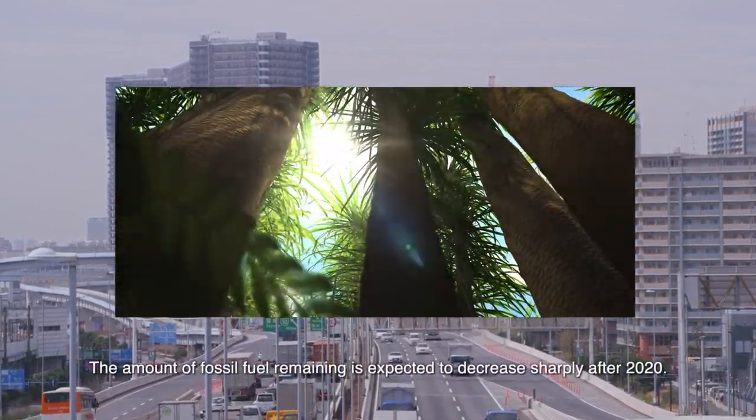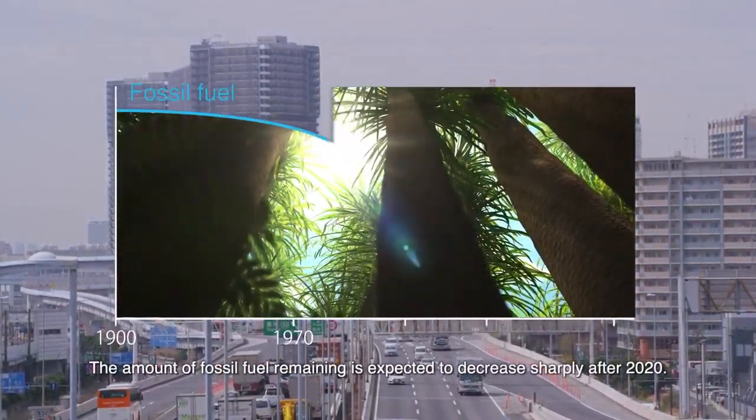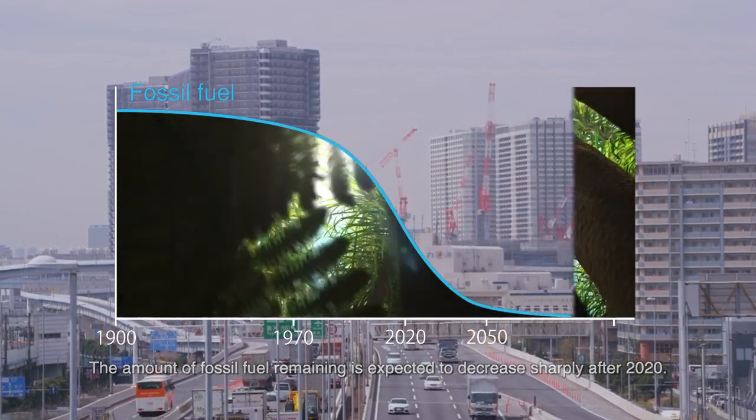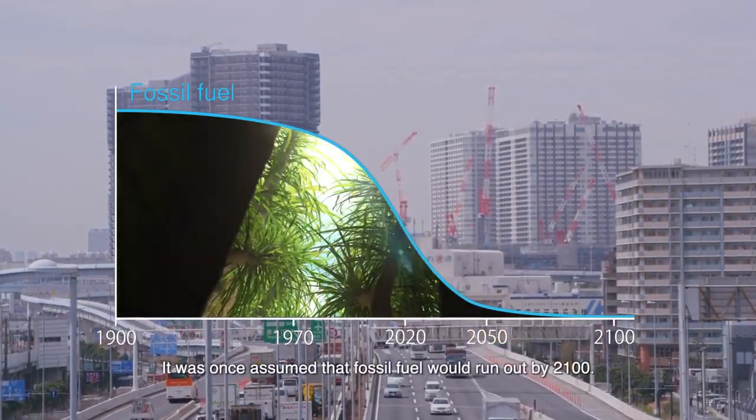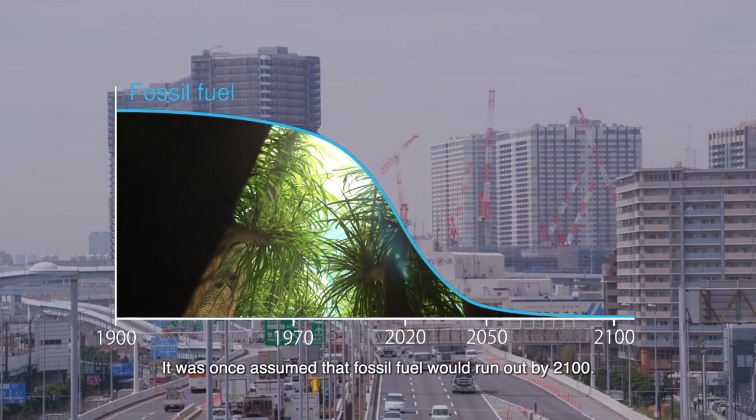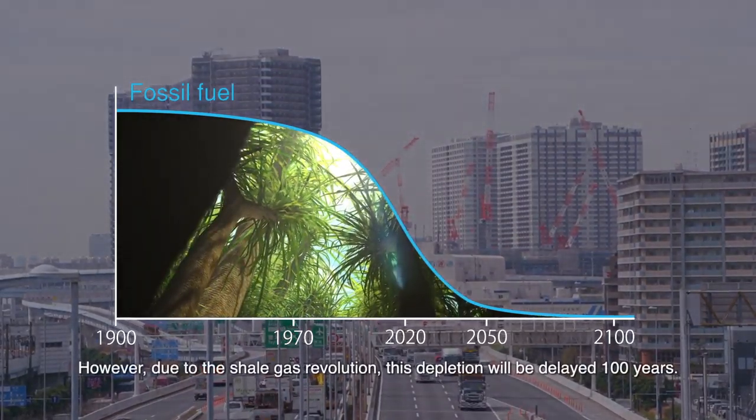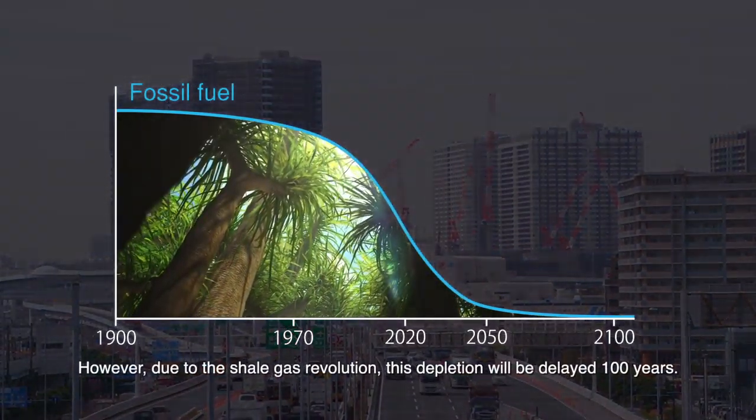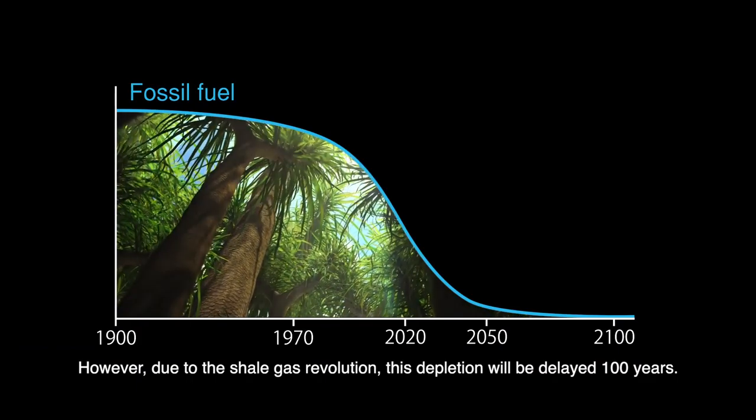The amount of fossil fuel remaining is expected to decrease sharply after 2020. It was once assumed that fossil fuel would run out by 2100. However, due to the shale gas revolution, this depletion will be delayed 100 years.